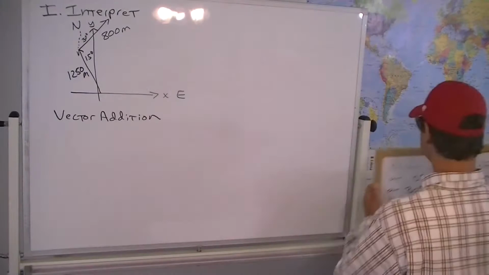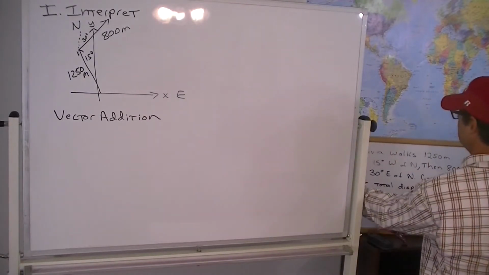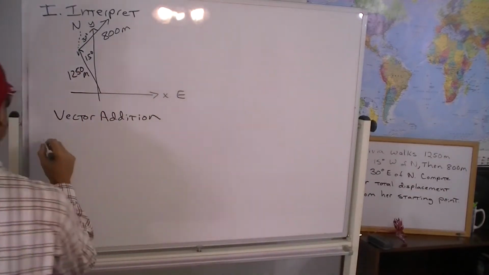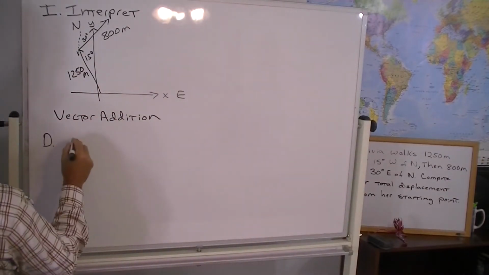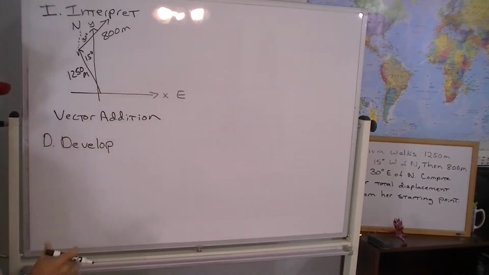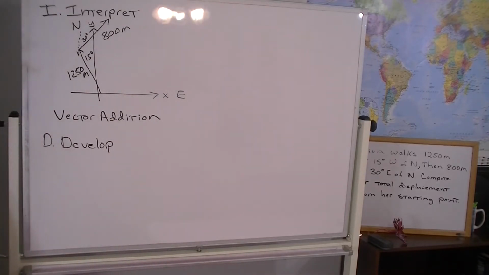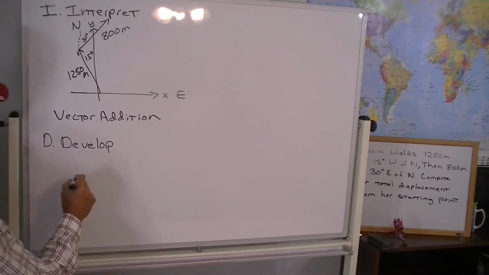Okay, so the second step of the IDEA problem solving format is develop. The D in IDEA stands for develop. And what develop means is it doesn't mean start thinking about which formula we need. It means make a plan. Identify a sequence of steps, what you need to do to solve this physics problem. And this is before you start thinking about equations and formulas.